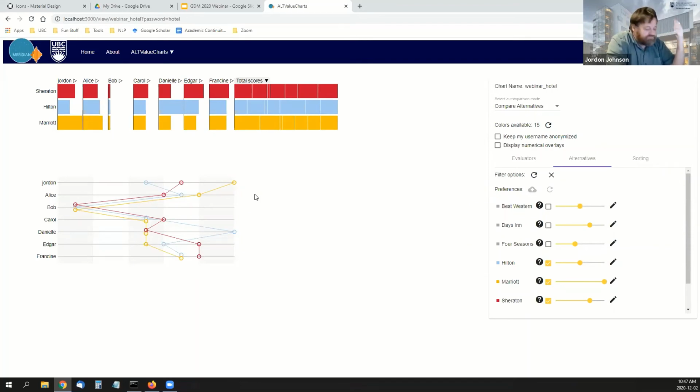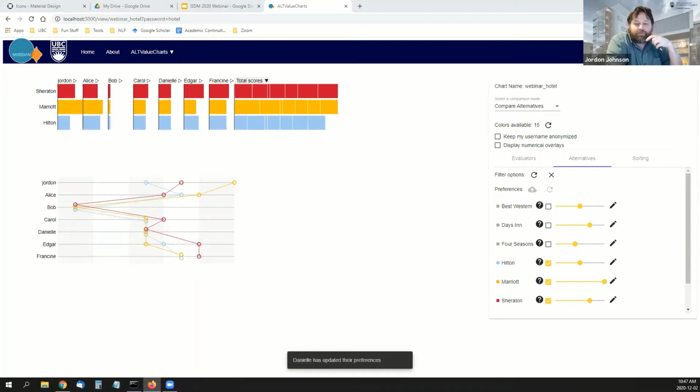hotels. So let's suppose that through our discussions, Danielle comes to the decision that maybe she didn't like the Hilton as much as she thought she did, and she updates her score. I'm just doing that on my other screen here. And there we go. Okay, so it updated on mine, even though it was done remotely. And so now the Hilton's fallen out of favor a little bit relative to the other two.